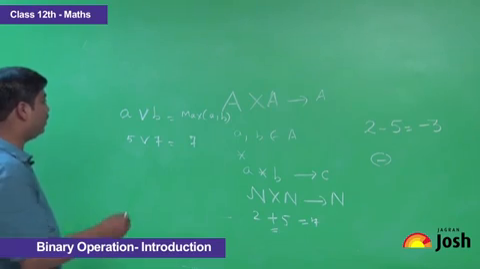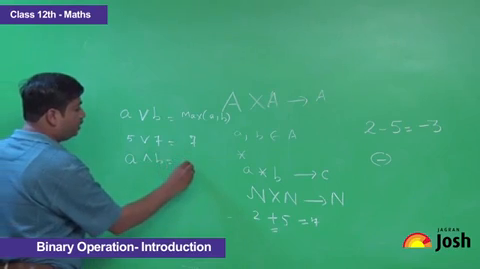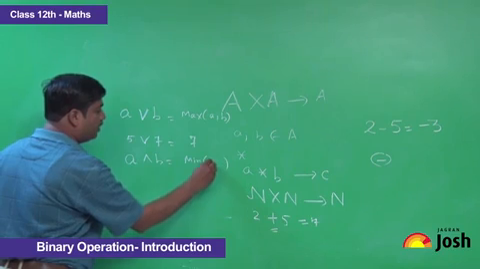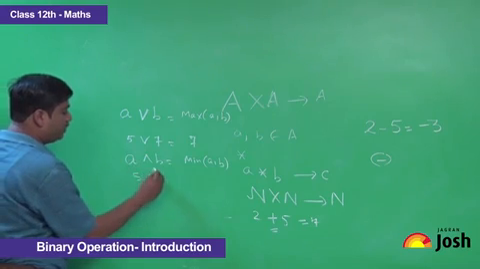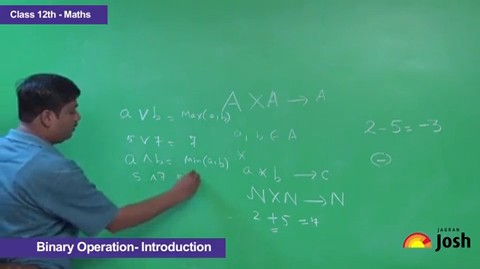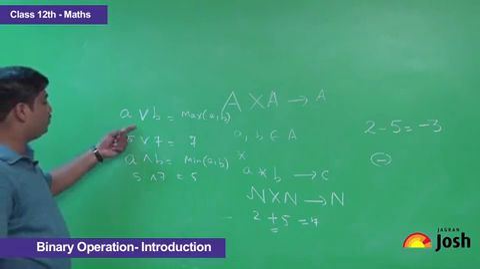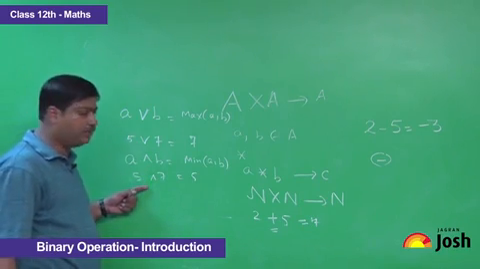Similarly, we have another operation of infimum. By infimum we mean we take the minimum or the lesser one amongst the two. For example, if we operate 5 with 7, we get 5. We see that these operations of supremum and infimum are binary operations on the set of natural numbers.